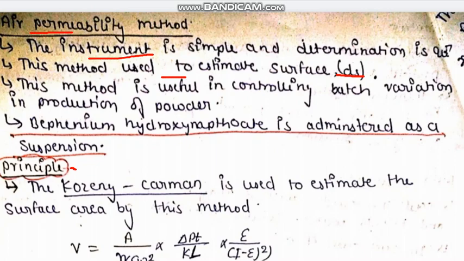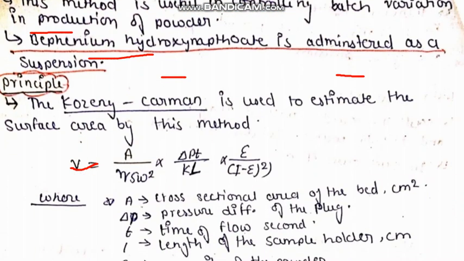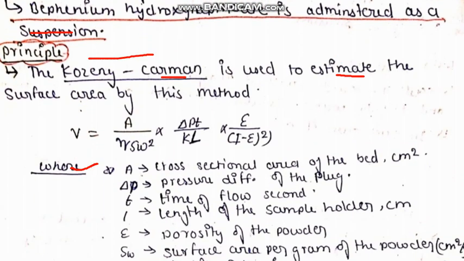What is the principle of the air permeability method? The Kozeny-Carman equation is used to estimate the surface area by this method, and the equation is V is equal to A divided by eta, SW square is equal to delta P T upon K L into epsilon cubed divided by 1 minus epsilon square. And here are all the units which have been used in the equation.